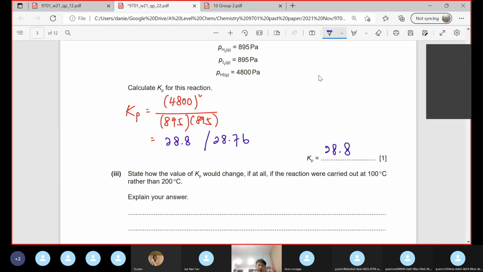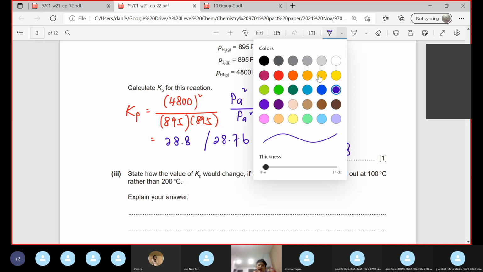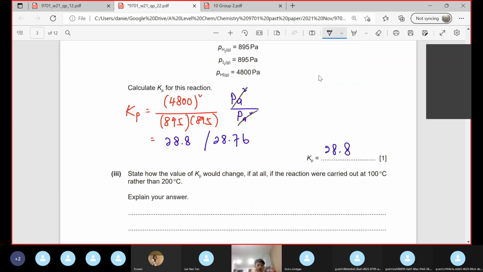4,800 Pascal, but you square it, right? So at the numerator part of the fraction, we will get Pascal squared, then over the denominator, Pascal squared at the bottom as well. Then we can cancel out. So if they ask about unit, you can just write no unit. Or another term is dimensionless. Dimensionless means no unit.